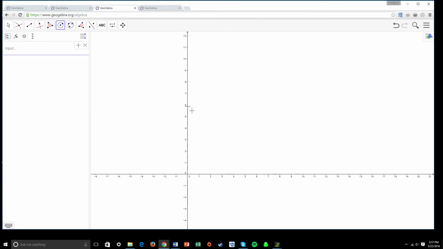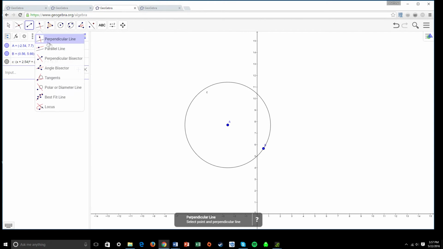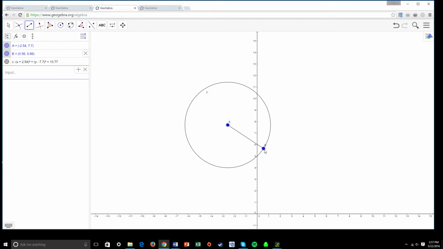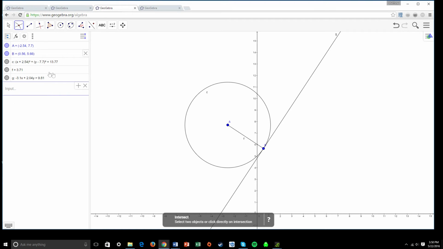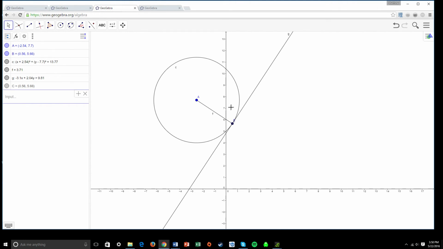So let's take a look at this example right here. I'm going to create a circle just like that, and I will create its radius, AB. And if we take the perpendicular line tool, we can create a tangent at point B. And to confirm that this line only goes through the circle once, I will take the intersect tool right here over point B, the circle and the line, and it only intersects at one place, 0.56, comma 0.566. And that confirms that there is only one point that touches this line and the circle.